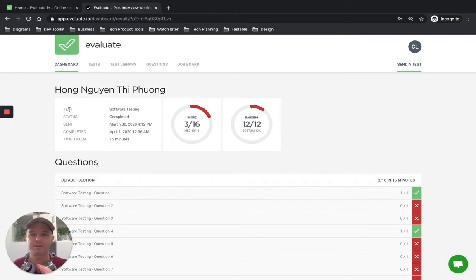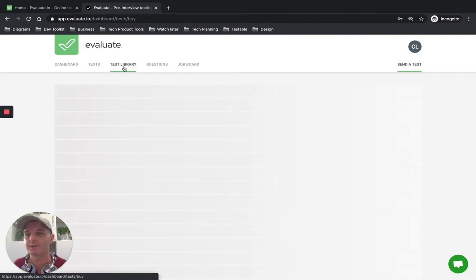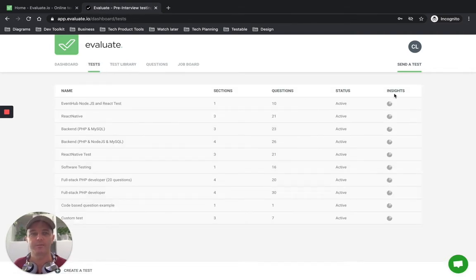So that's the first part of it, which is looking at insights into the test results. The next part is tests. When you look at a test, either your tests or in the test library, you'll see this column insights, and if you hover over, you'll see the number of candidates and the median score. So this test here, the median score is 30 out of 47, and 18 candidates have done this test so far. We can roll through and see the median score and number of candidates.